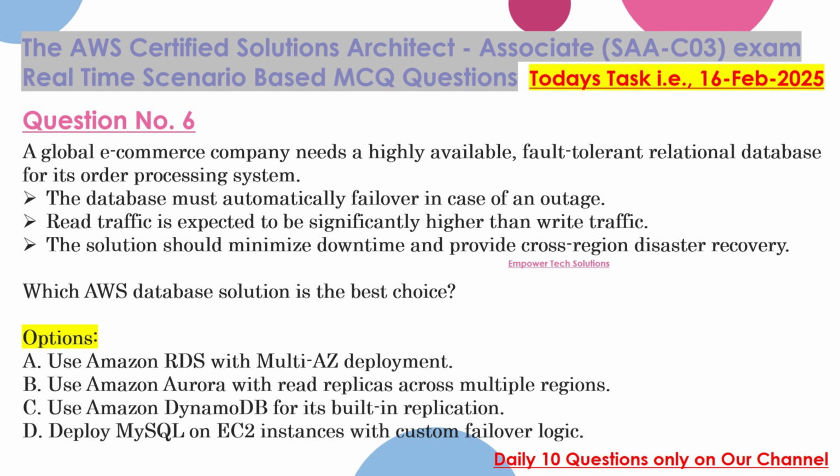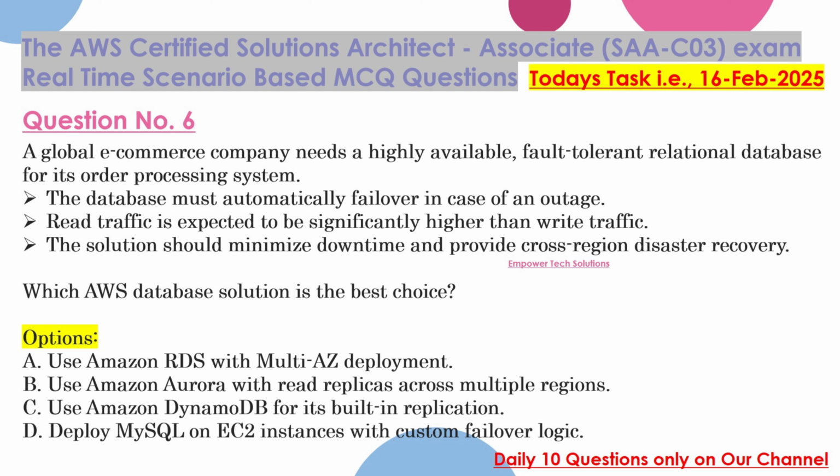A global e-commerce company needs a highly available, fault-tolerant relational database for its order processing system. The database must automatically failover in case of an outage. Read traffic is expected to be significantly higher than write traffic. The solution should minimize downtime and provide cross-region disaster recovery. Which AWS database solution is the best choice?